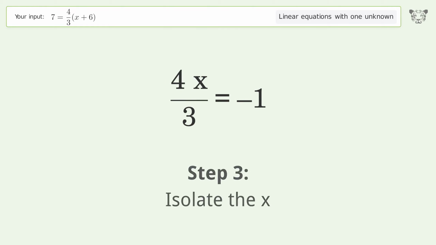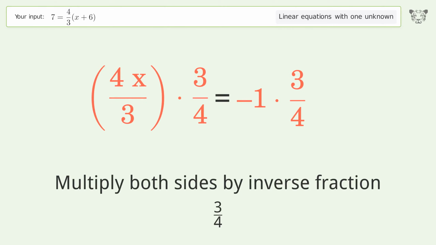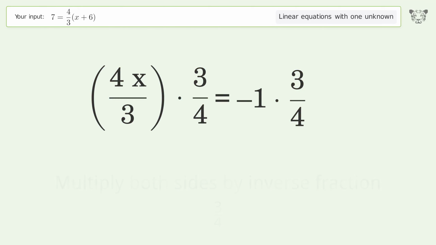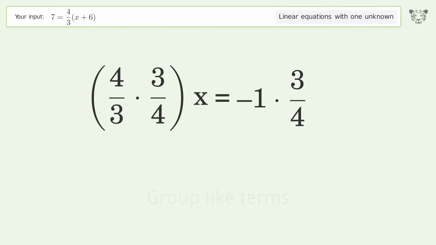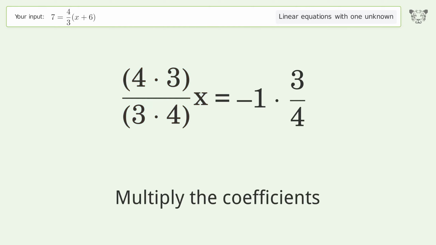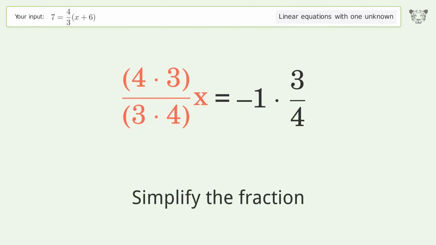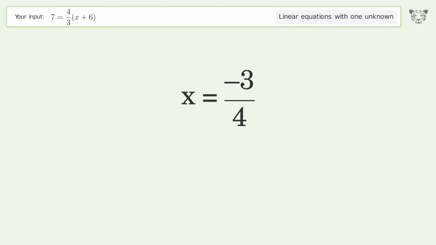Isolate the x. Multiply both sides by inverse fraction 3/4. Group like terms. Multiply the coefficients. Simplify the fraction. Remove the ones. And so the final result is x equals -3/4.